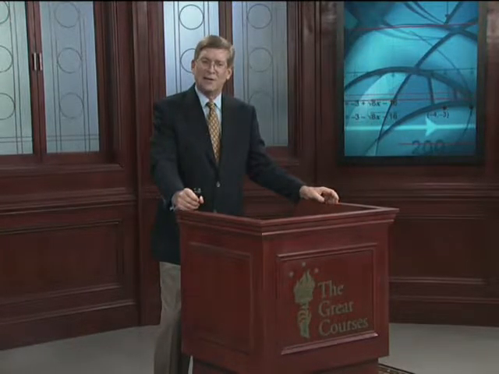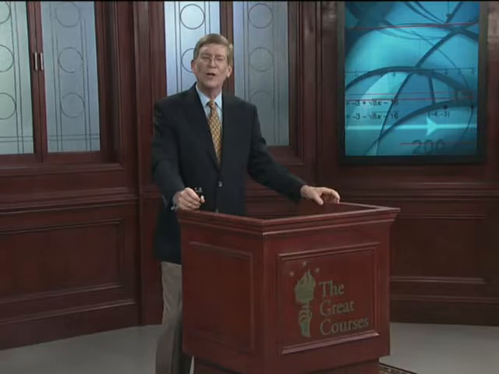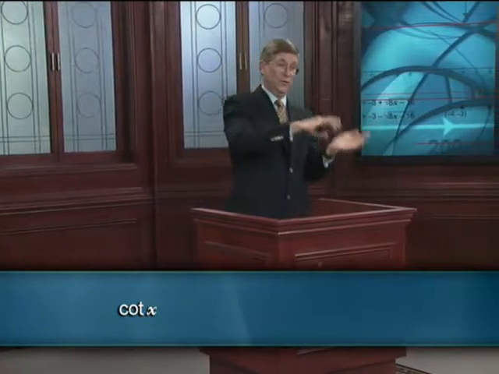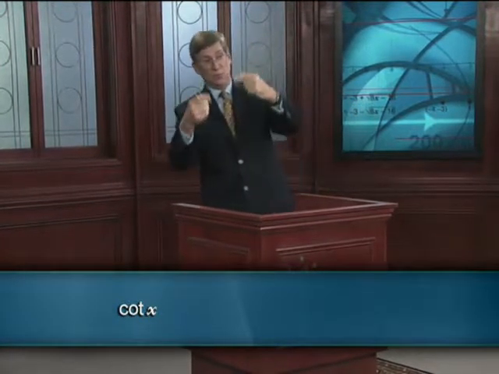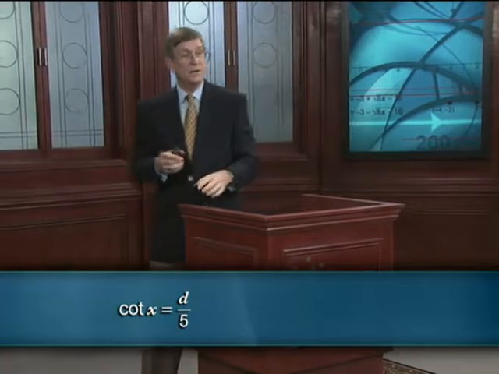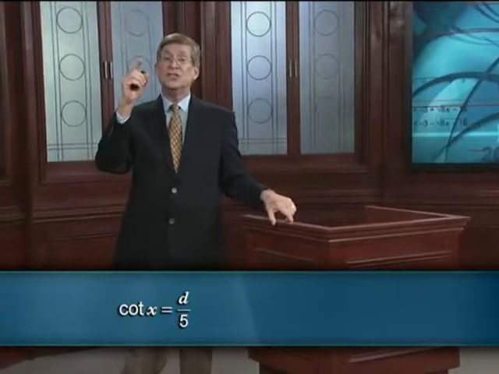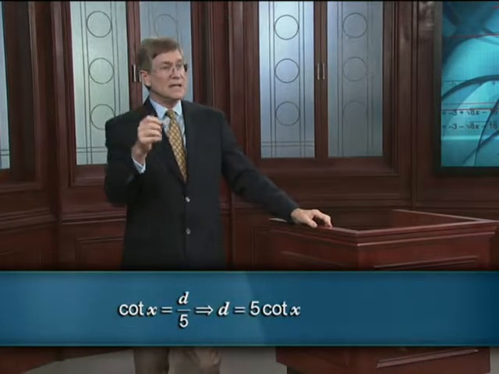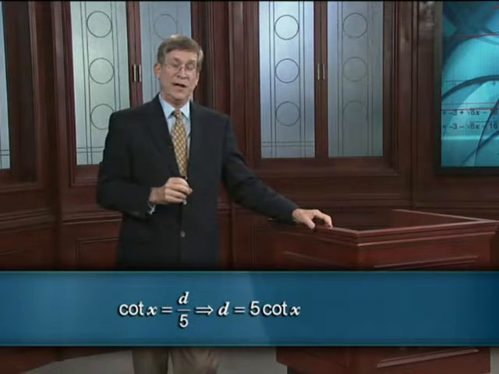Well, look at the setup. Can you write d as a function of the angle x? Well, what's the cotangent of x? Cotangent is adjacent over opposite. Remember, tangent is opposite over adjacent, so cotangent is backwards. So it's d over 5. So cotangent is d over 5, multiply by 5, and you have d equals 5 cotangent x.